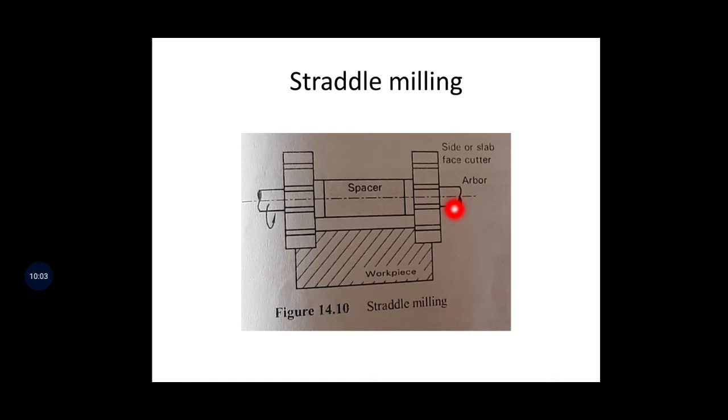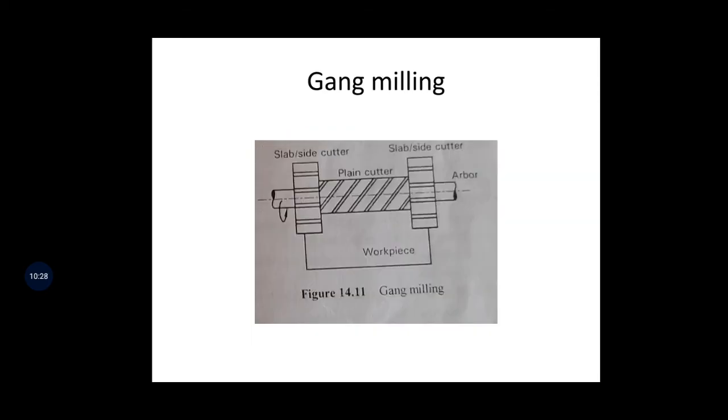Straddle milling is accomplished by mounting two side milling cutters on the same arbor, set apart at an exact spacing with the help of spacers, washers, and shims. The distance between the cutting teeth of each cutter is exactly equal to the width of the workpiece area being machined. So this is about straddle milling.